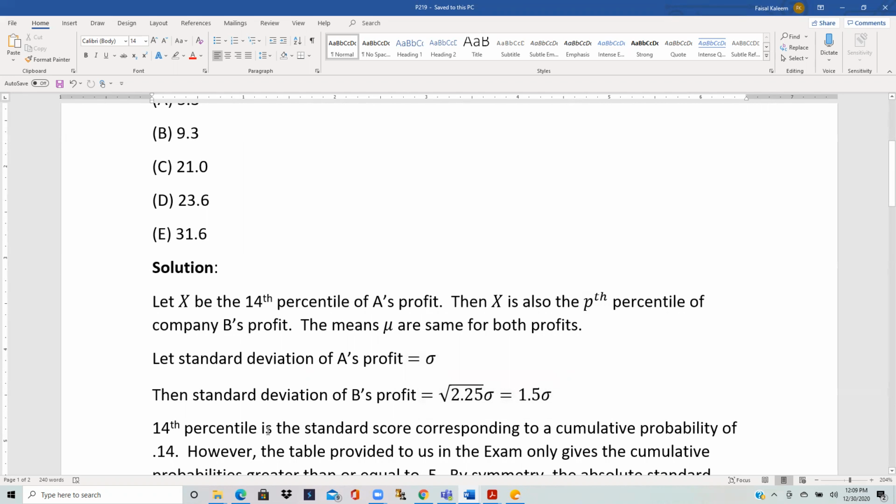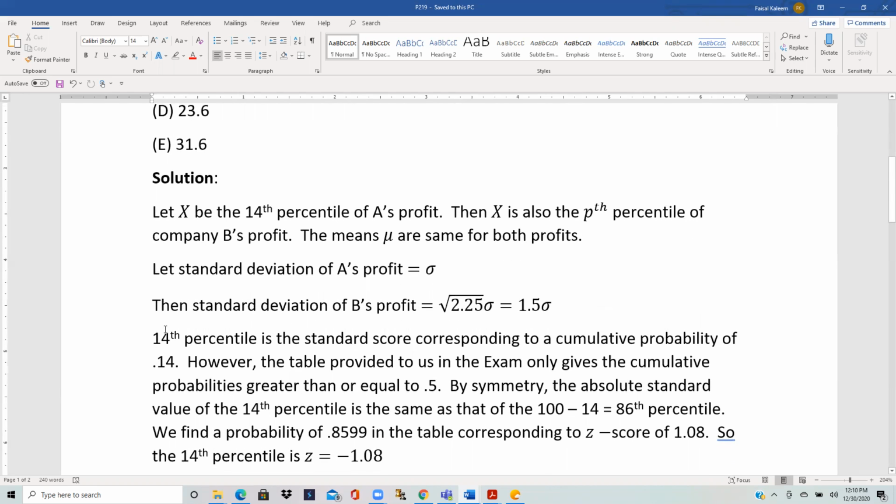So remember that the 14th percentile is the standard score corresponding to a cumulative probability of 0.14 if you want the percentile in terms of Z. However, the table only gives us the cumulative probabilities which are 0.5 or less. So the way we handle probabilities less than 0.5 is through the symmetry of the normal curve.